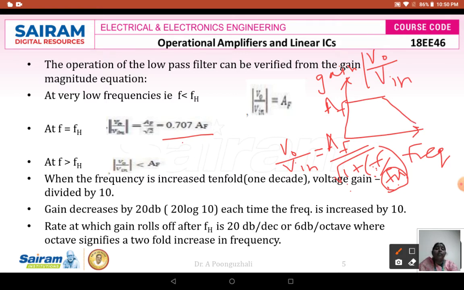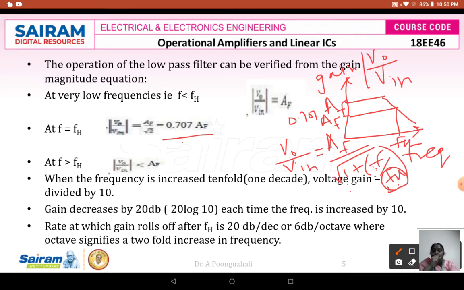Now I want to find out what the cutoff is at the cutoff frequency. My gain is 0.707 AF, so I will find out what your 0.707 of your AF value is. So I found this value, I am extending it on the graph and then bringing it down. So this frequency is going to be called the cutoff frequency of your low pass filter.